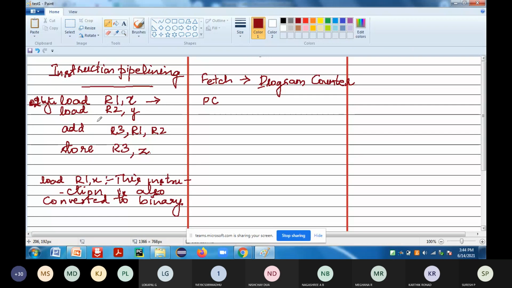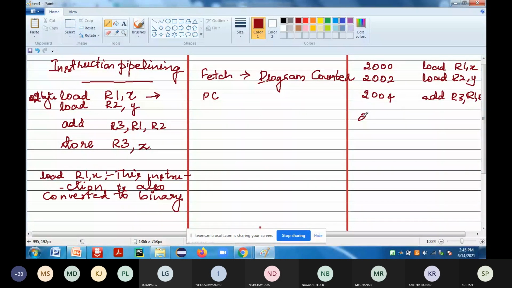Two memory locations are required. For example, at address 2000 you have load R1 comma X. The next instruction will be stored in 2002, that is load R2 comma Y. The next instruction will be stored in 2004, and your add instruction R3, R1 comma R2 is stored there. The next is going to be stored at 2006, and there the instruction is store R3 comma Z.